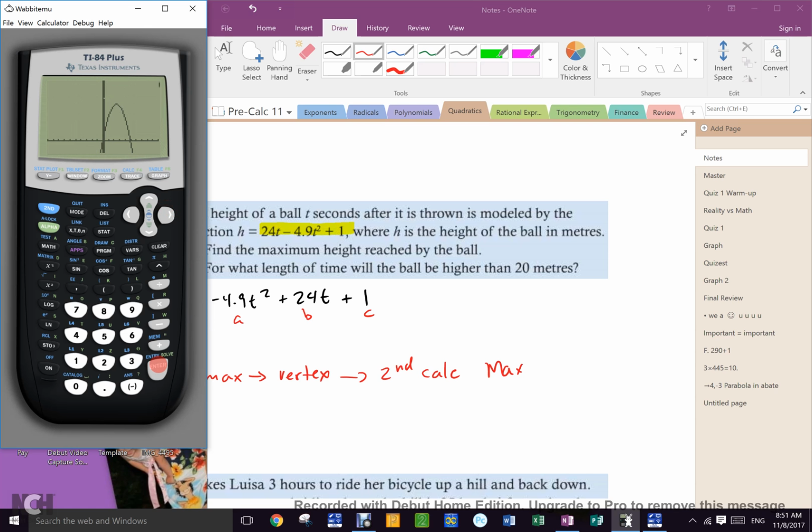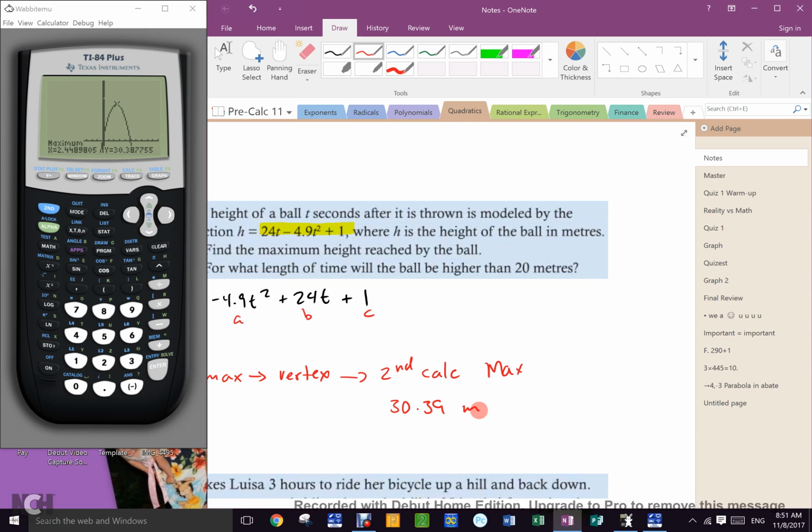Now I want it to guess, and what do I get? Do I want the x or the y value there? The y value. Why, Burke? Because we're looking for the height, not the time. And what is it? 0.387, right? 30.39 meters. Cool?